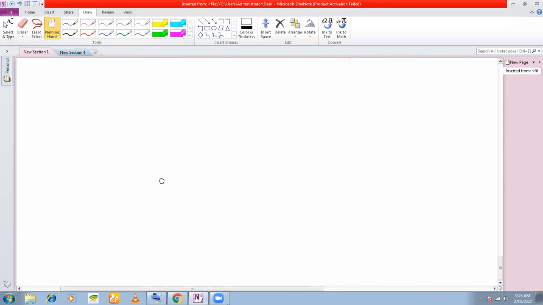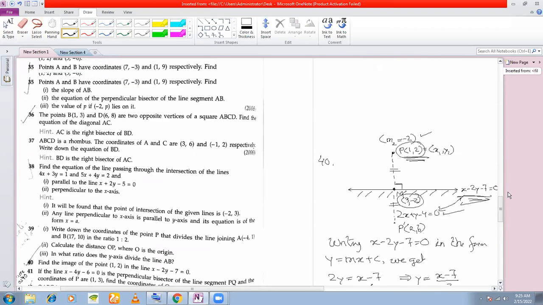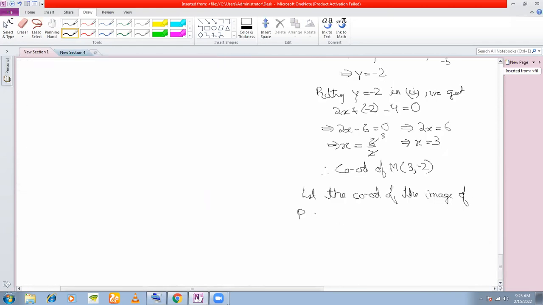Now, so I say let the coordinates of the image of P. What is the coordinate of P given here? 1, 2. P dashed A, B. Right? So therefore, M is the midpoint of PP dashed. Right?